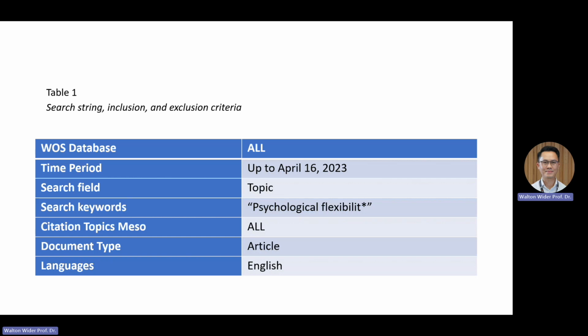In terms of meso level topics, we choose all topics and subtopics which are related to psychological flexibility. All right. And when it comes to document types, we only include documents that are classified as article, which generally refers to peer-reviewed journal articles. And also we limit the documents to those published in English to ensure that the data is accessible and can be analyzed without language barriers.